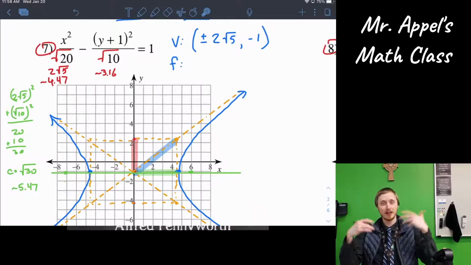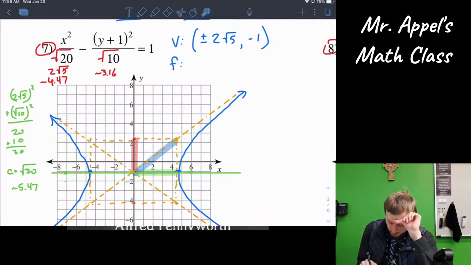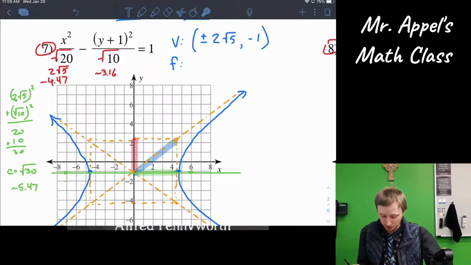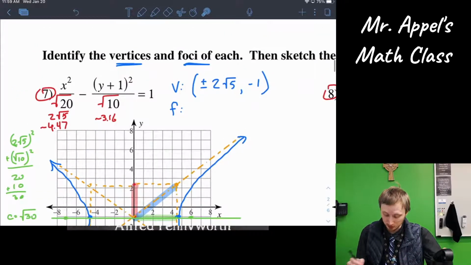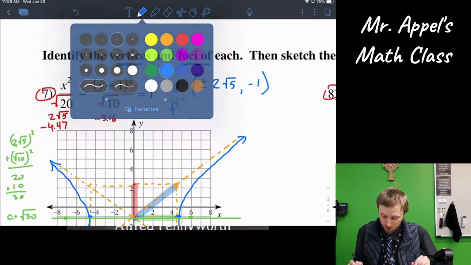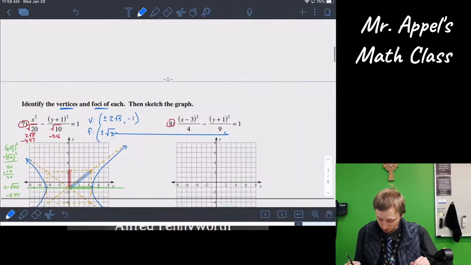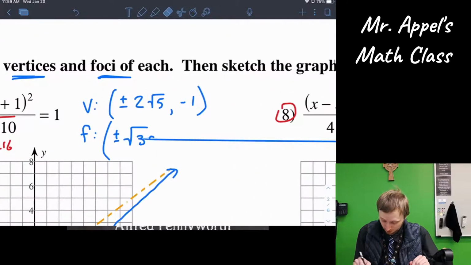Okay, so add that now to your center point. Remember, this is focal distance from the center point. All of this is 5.47. Didn't quite get the color coding correct. Apologize for that. So our focus is going to be at plus or minus square root of 30, comma, -1.